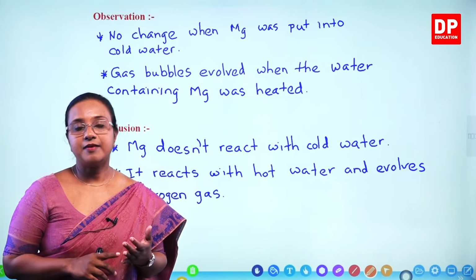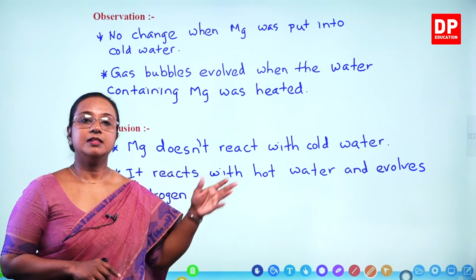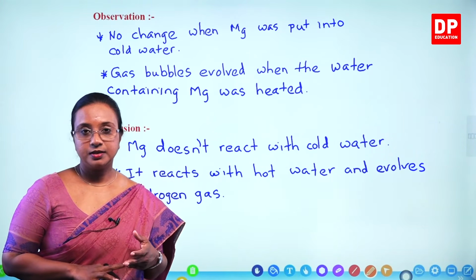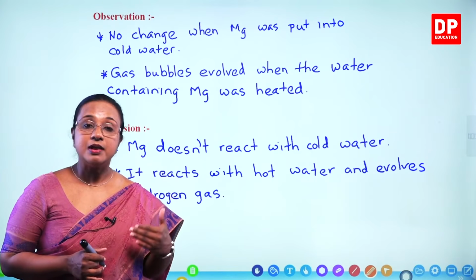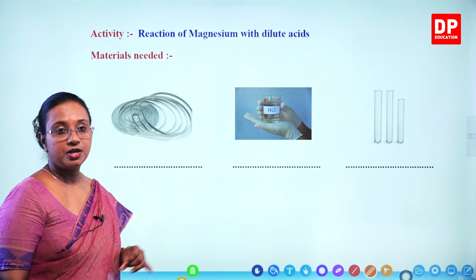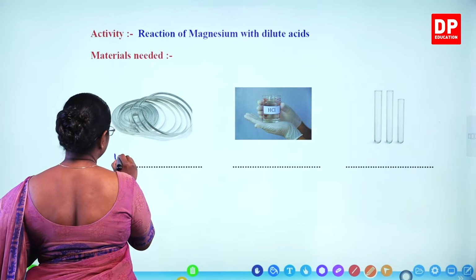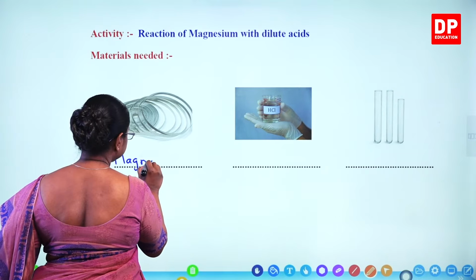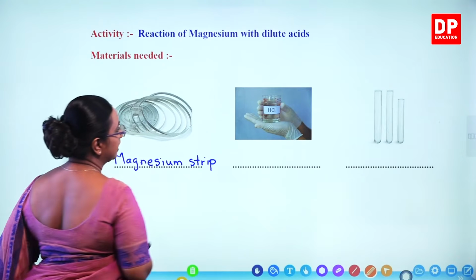So now we have carried out the activities to see how magnesium burns in air, then how it reacts with water. We will do another activity to observe how magnesium reacts with acids. Activity: reaction of magnesium with dilute acid. So again we will need the magnesium strip or the magnesium metal.